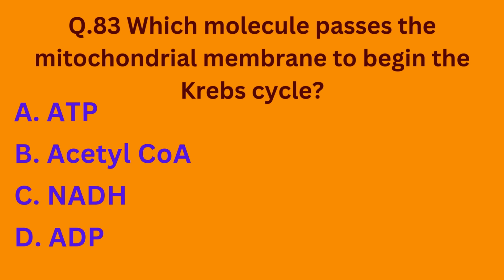Question number 83. Which molecule passes the mitochondrial membrane to begin the Krebs cycle? Option A, ATP. Option B, acetyl-CoA. Option C, NADH. And option D, ADP. So the correct option is option B, acetyl-CoA.